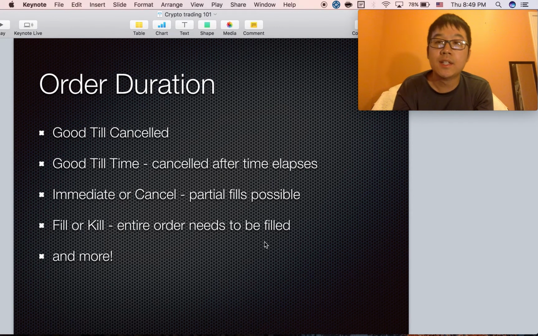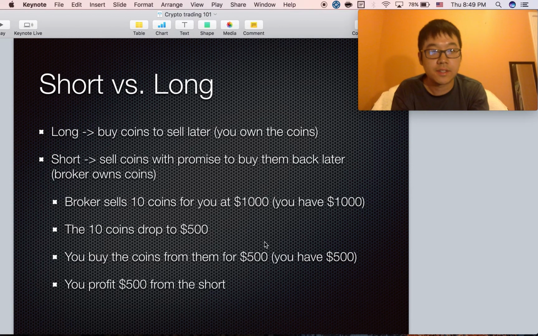So if you're trying to buy like 10 coins at a certain price, but there's only 5 available at that price, it will give you those 5 and return your money that wasn't spent on it. Fill or kill is the other side of it, where you need all 10 coins to be bought at a certain condition in order for that order to execute. And there might be some other options, but these are the most basic ones.